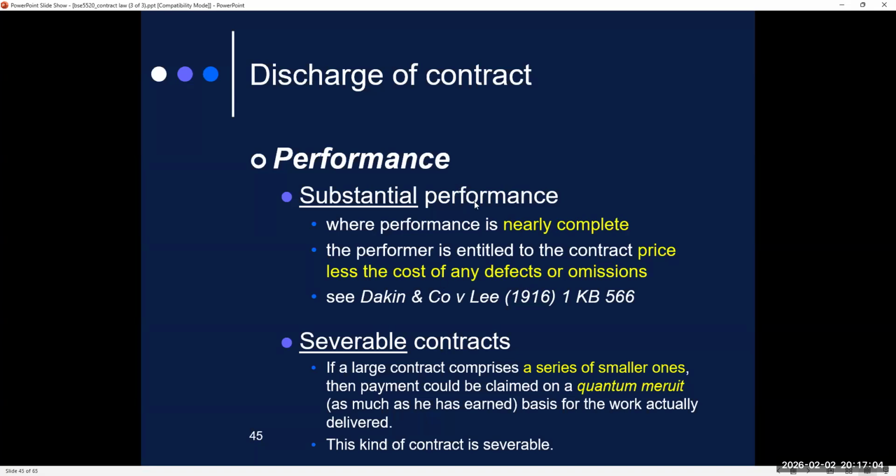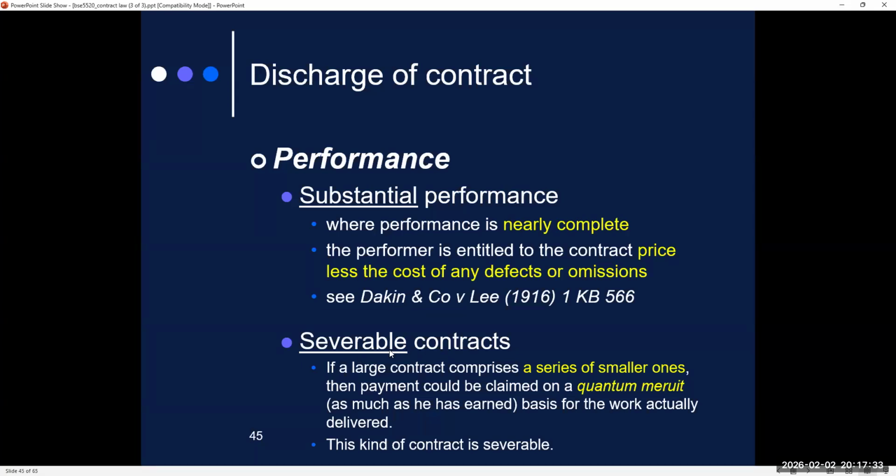In that case, the performance under the contract is already substantial, largely complete. Then that could bring an end to the contract. The remaining part is just for making good the defects or any other minor omissions. Precedent, you may cite this case to support.